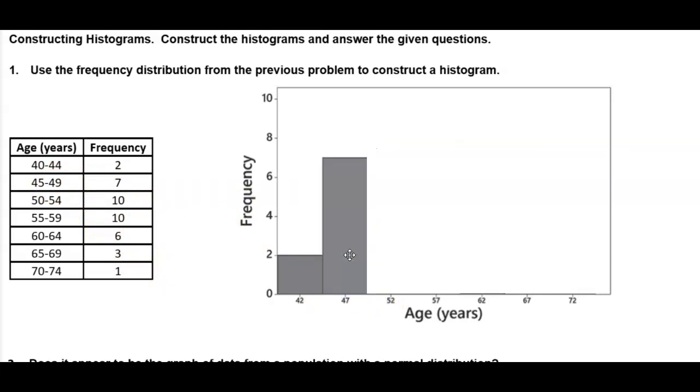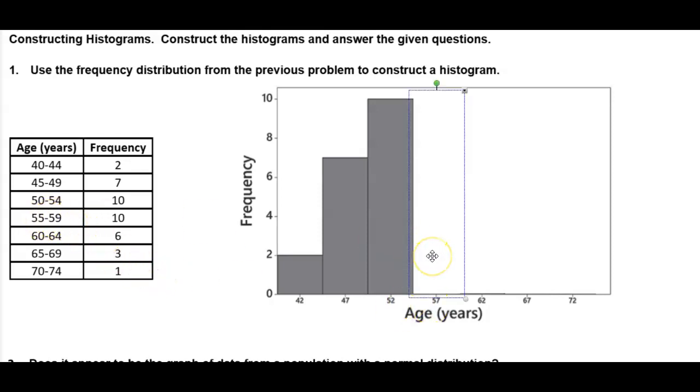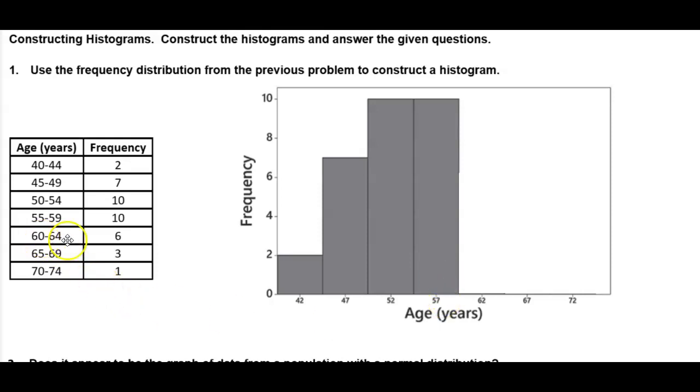I want you to notice that these have to touch for a histogram. If they do not touch, then it's not considered a histogram. So the bars of the histogram have to touch. This goes all the way up to 7. For the class between 50 and 54, it's going to go all the way up to 10. For the class of 55 to 59, this is also 10. Then 60 to 64 goes up to 6, 65 to 69 goes up to 3, and then 70 to 74 is going to be 1.